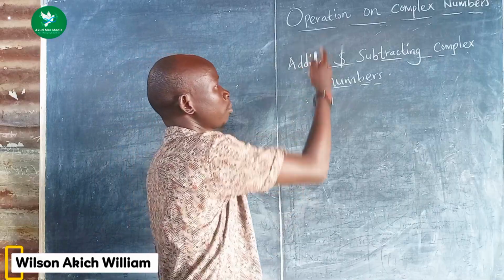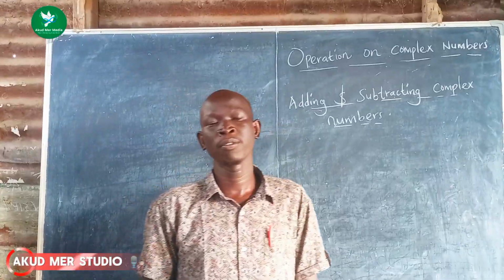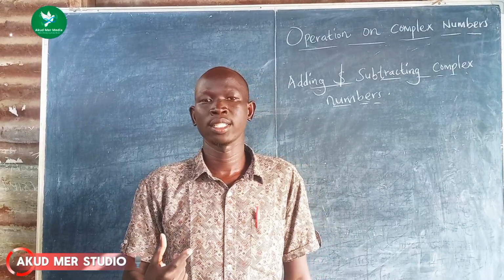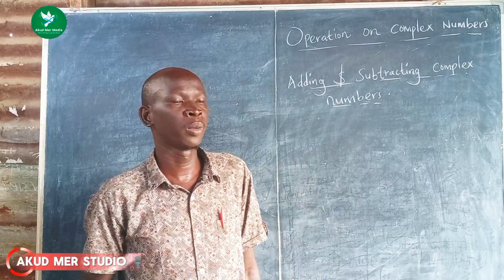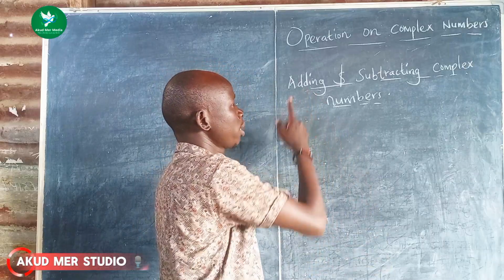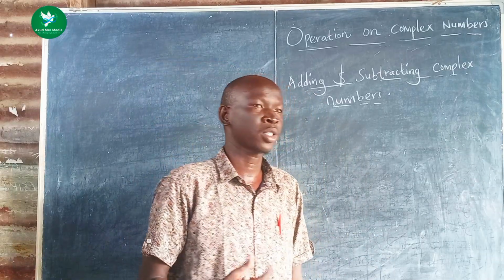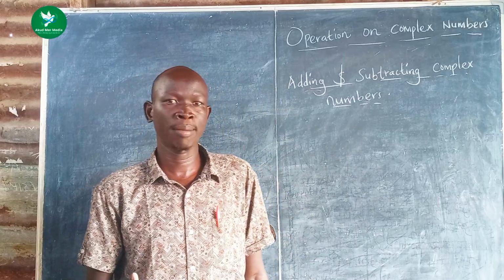Today we are going to discuss operations on complex numbers, which are done simply the same way as we deal with other algebraic expressions. Here we are starting with adding and subtracting complex numbers. How do we subtract or add complex numbers?